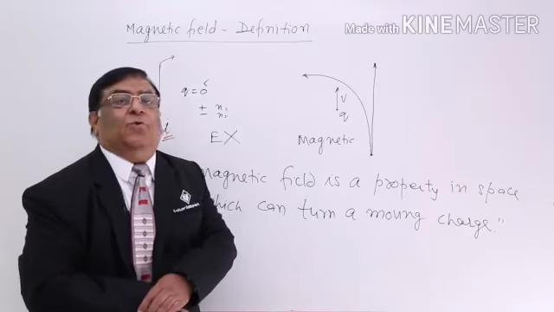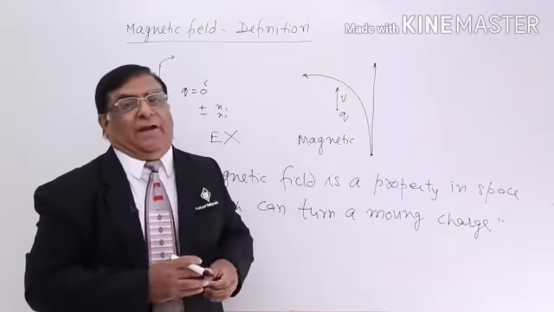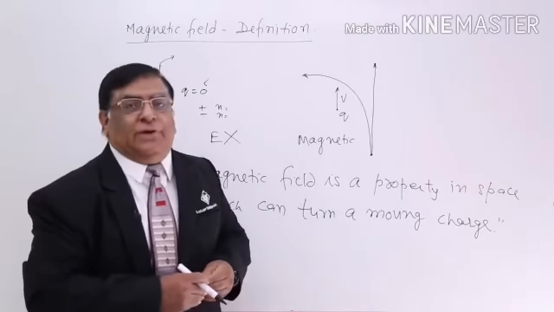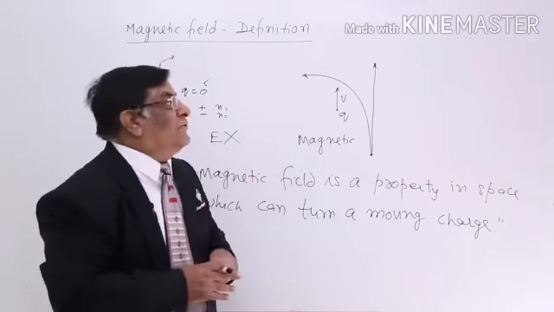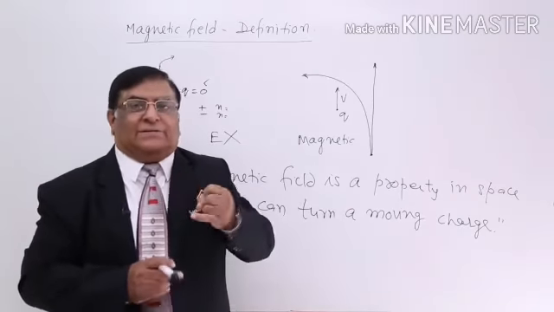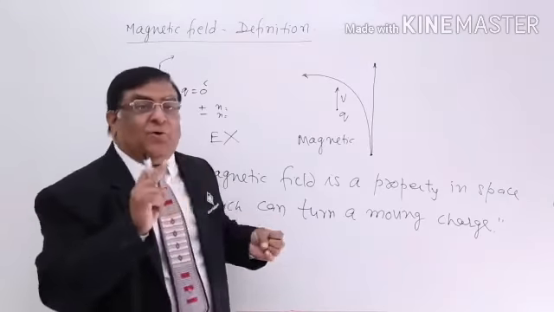Now we will quantify it. How much is the strength of this magnetic field? What is the intensity of this magnetic field? So we will do that. Now, what is the shape of the magnetic field? That is also to be seen. So in the next lecture, we will see what is the shape of the magnetic field. How do we decide?